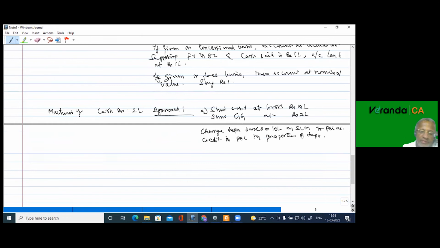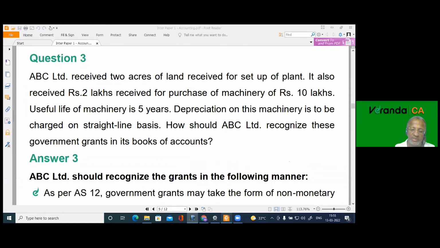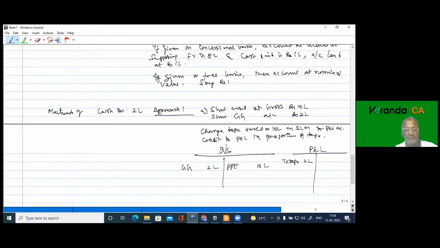That is, in the balance sheet, PPE 10 lakhs, and on the liability side, government grant 2 lakhs. In the P&L account, they mentioned that the useful life of the machinery is 5 years. So depreciation is 2 lakhs, 10 lakhs divided by 5, and government grant deferred income is 2 lakhs divided by 5, 40K. This is approach number 1.